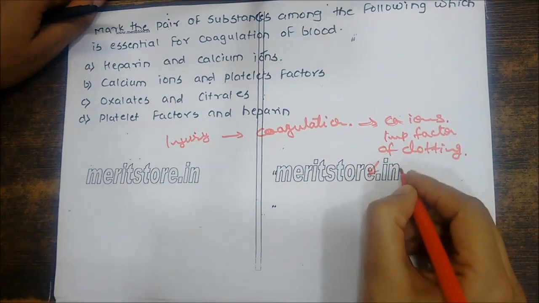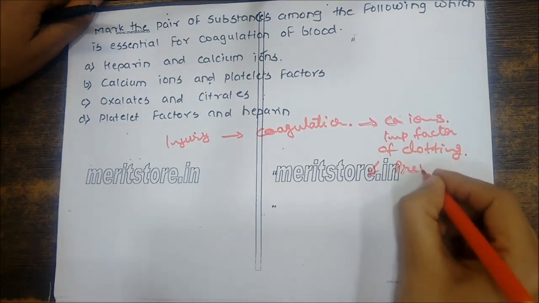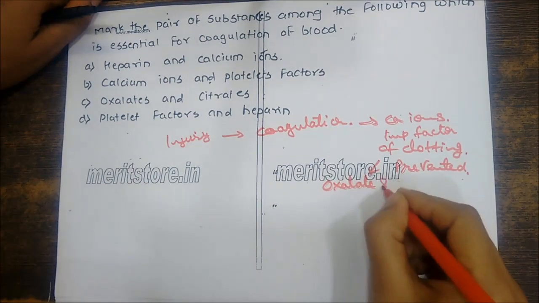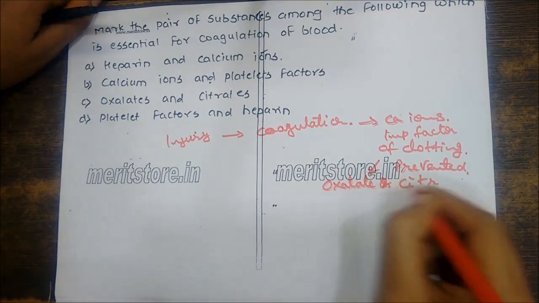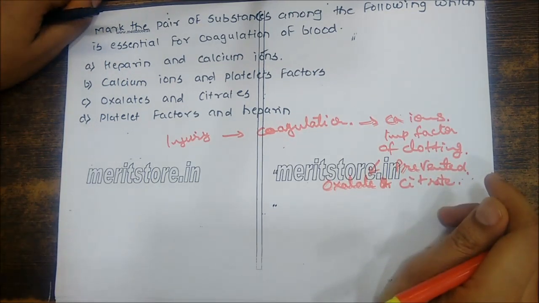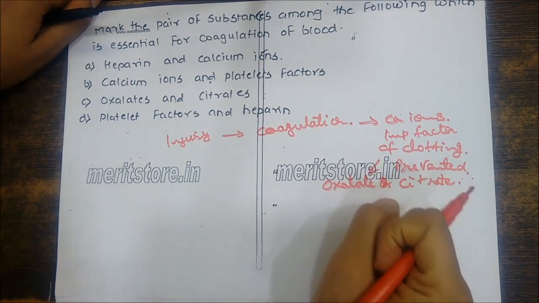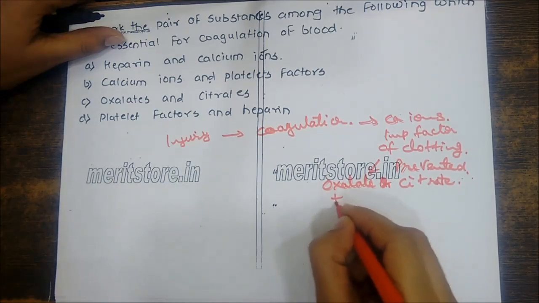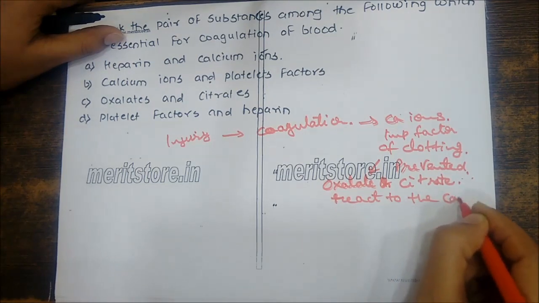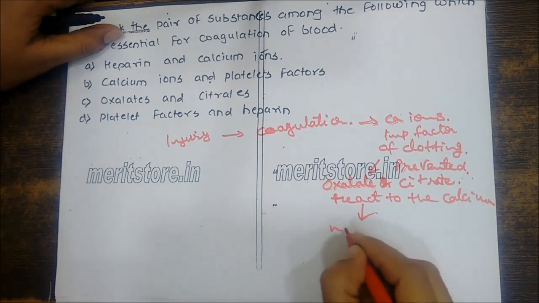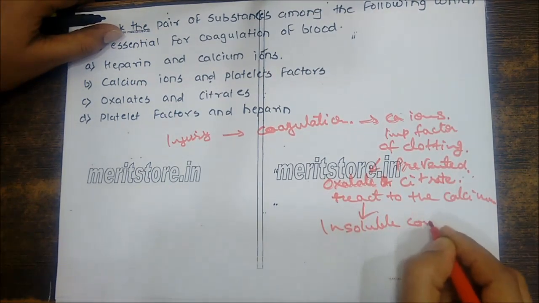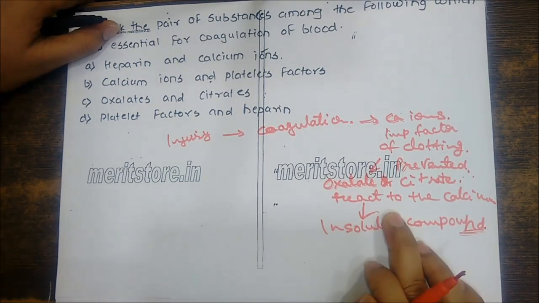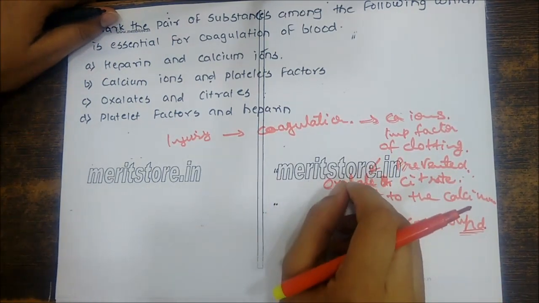Blood clotting can be prevented by adding oxalate or citrate ions. In laboratories we can add some oxalate or citrate ion to stop the clotting. These citrate or oxalate ions react with the calcium and form an insoluble compound, so the calcium ions will not be free for clotting. So we can prevent blood clotting by adding oxalates and citrates.